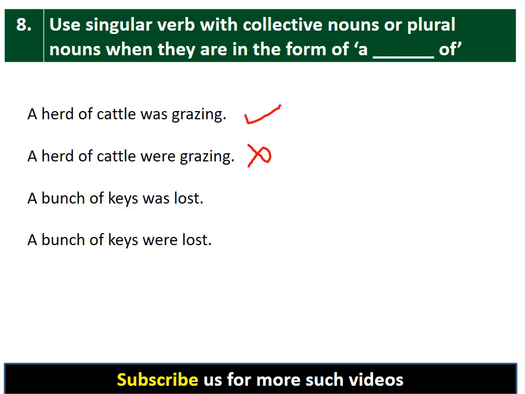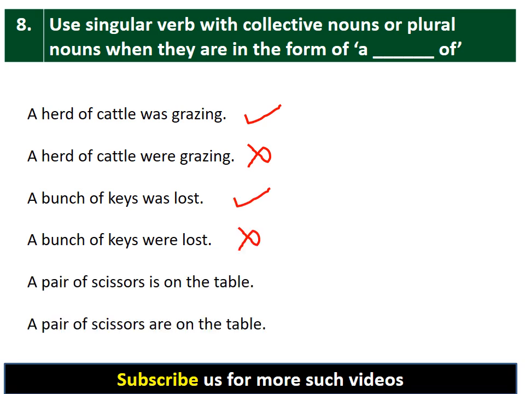Now the second pair of sentences we have: a bunch of keys was lost will be correct. A bunch of keys were lost will be incorrect. A pair of scissors is on the table is correct. A pair of scissors are on the table is incorrect.